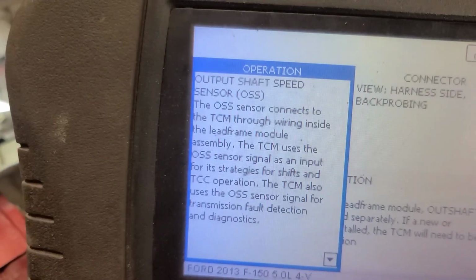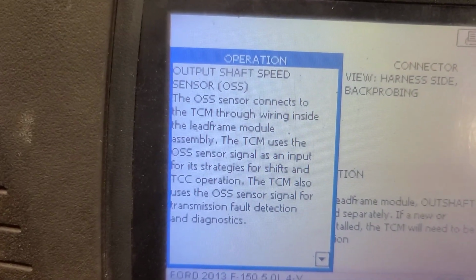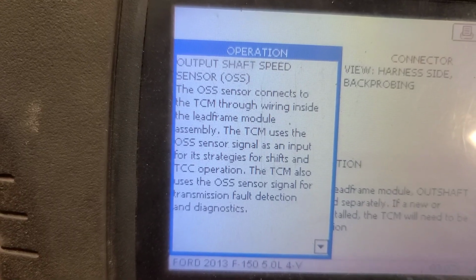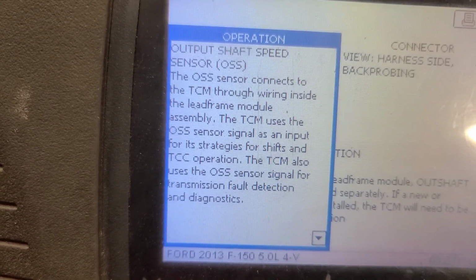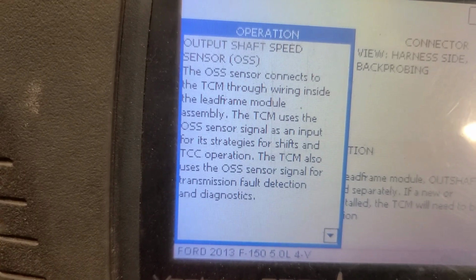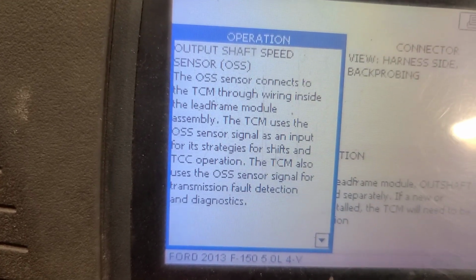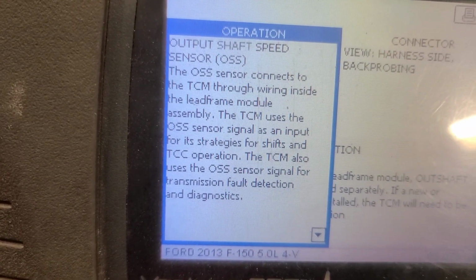Now, looking at component testing in here, it says it connects to the TCM through the wiring inside the lead frame module assembly, uses output signal as an input for its strategies for shift TCC operation. It also uses it for transmission fault detection and diagnosis.